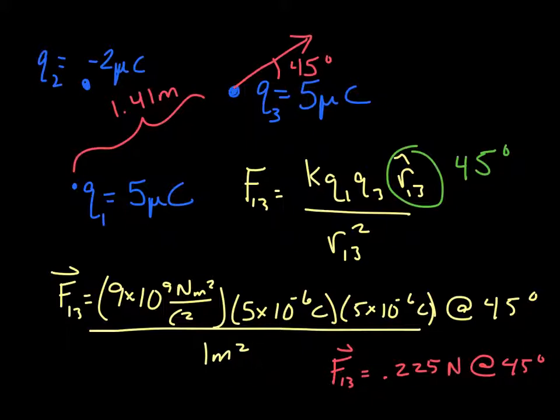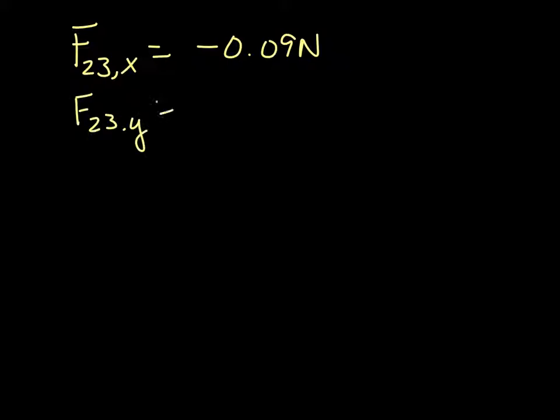So we've got the force between 2 and 3. We've got the force between 1 and 3. Now we have to add them. And in order to add them, we have to break this into components. So let's do this on the next slide. So your force between 2 and 3 in the x direction, well, it only went in the x direction, and it was negative 0.09 newtons. Your force between 2 and 3 in the y direction was just 0. There was no component there.